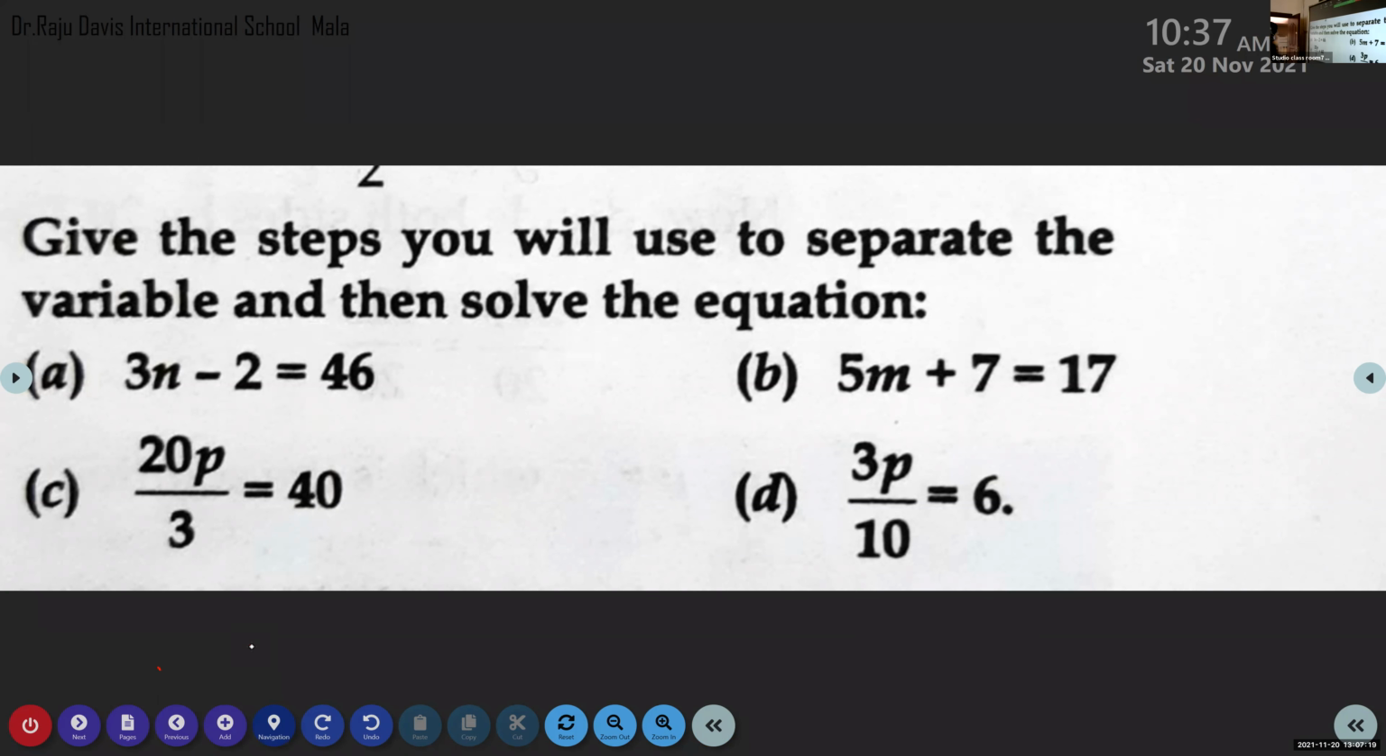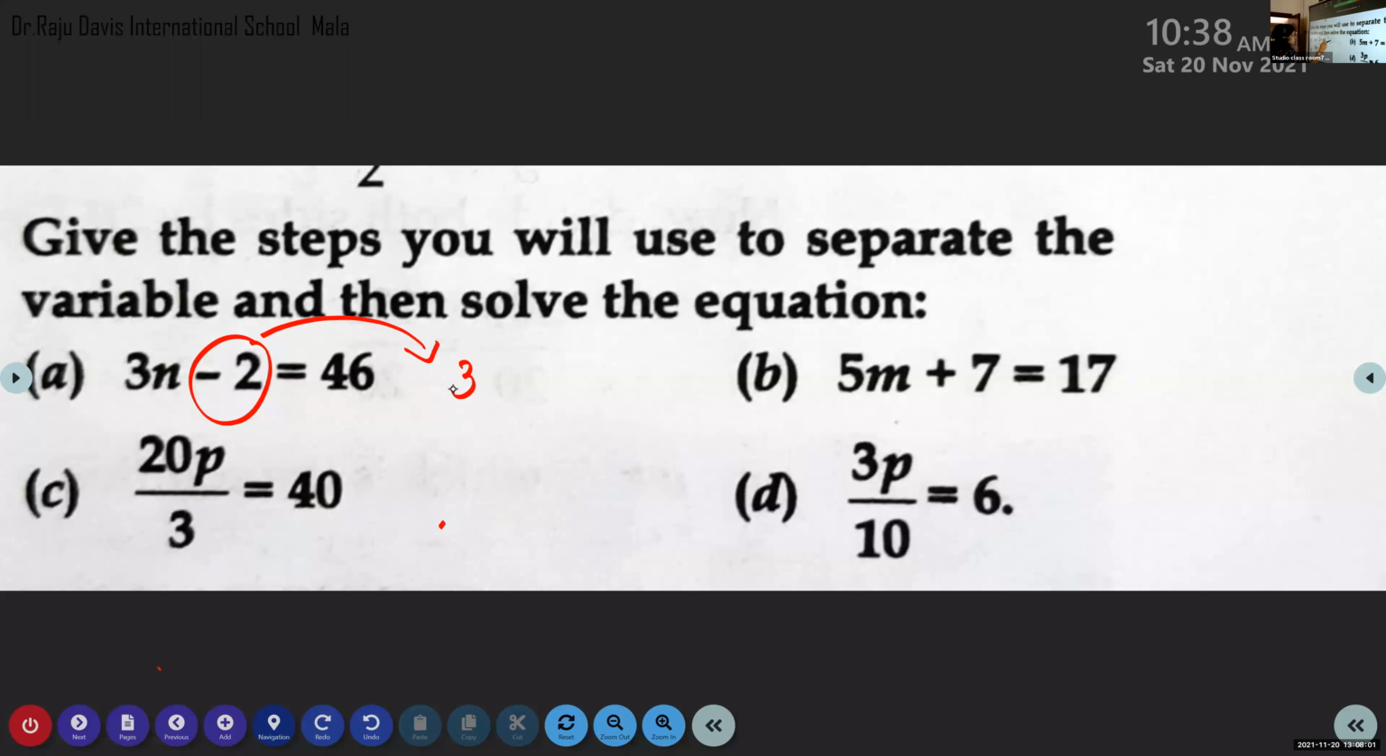How will you separate the variable? Here you can see, children, this one is 3n minus 2 is equal to 42. So what we are going to do is first we will separate what is added or subtracted here. First we will see what is near to this variable. It is 3 times n minus 2. So this 2 we will take to this side. Transpose this.